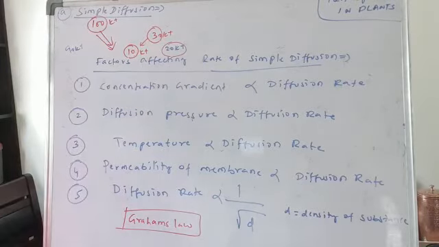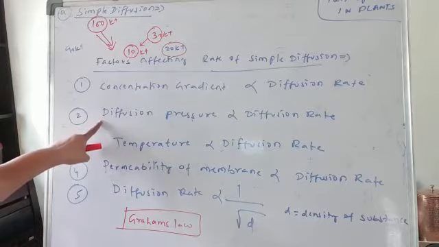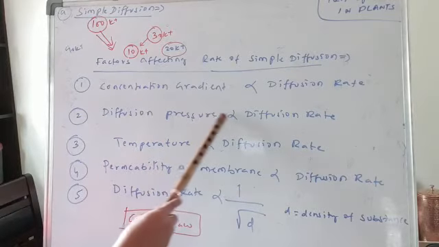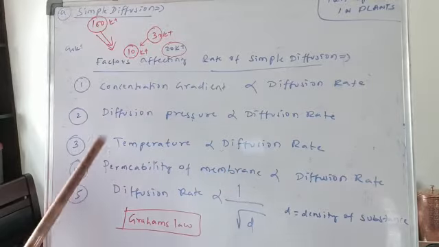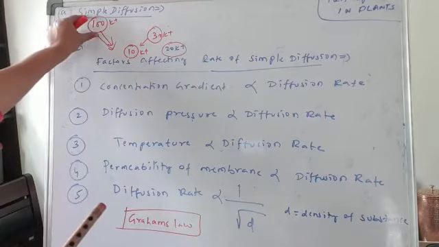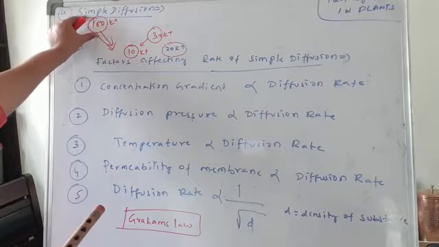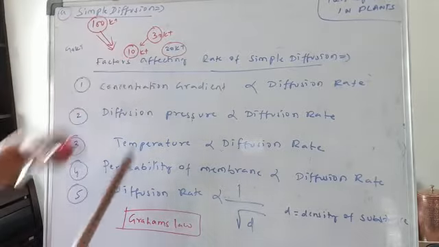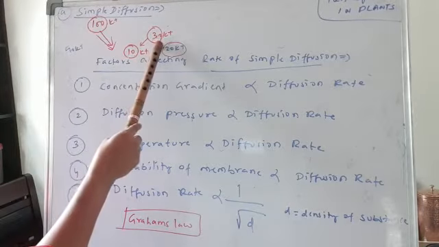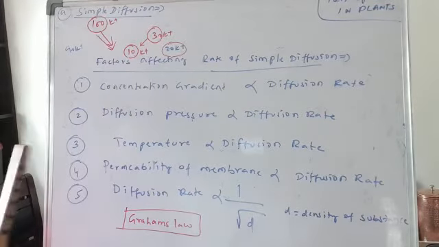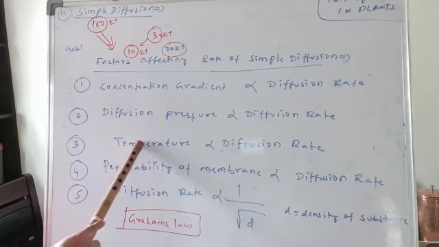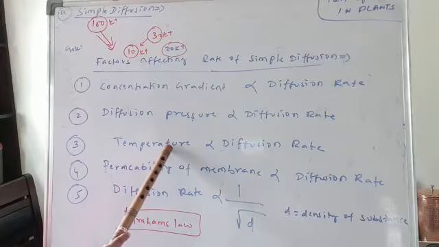The next point is that the diffusion pressure is directly proportional to the diffusion rate. So that means if high diffusion pressure is there, then the diffusion rate will be more. If less diffusion pressure is there, then the diffusion rate will be slow or less. Next, the third important point is that the temperature is directly proportional to the diffusion rate.